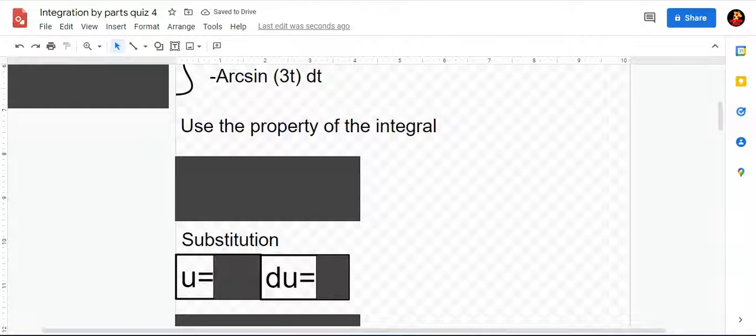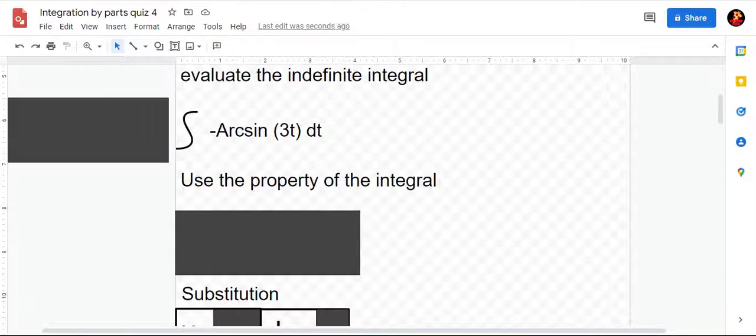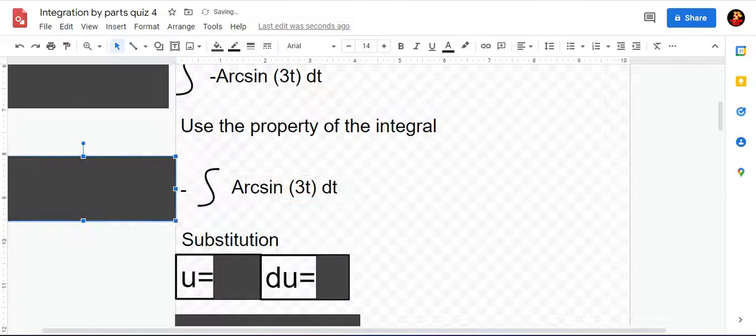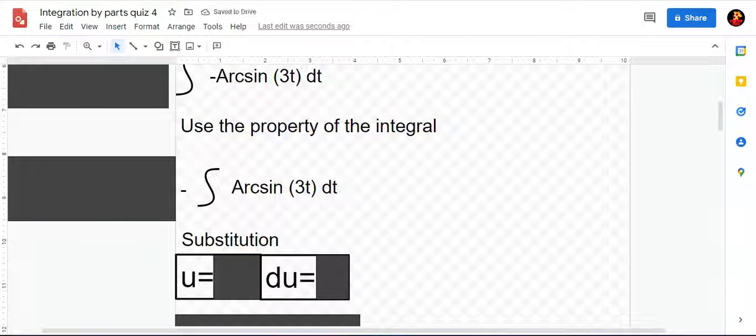Next step is to use the property of the integral. You see that negative right there? We don't really need that negative inside the integral, and we can just move it to the outside. And there we go: negative integral of arcsine of 3t dt.